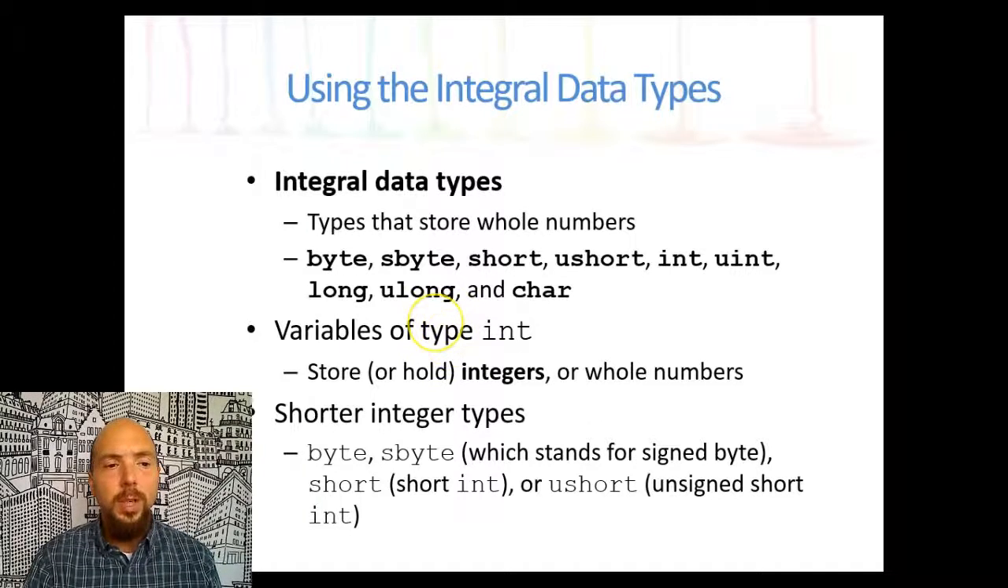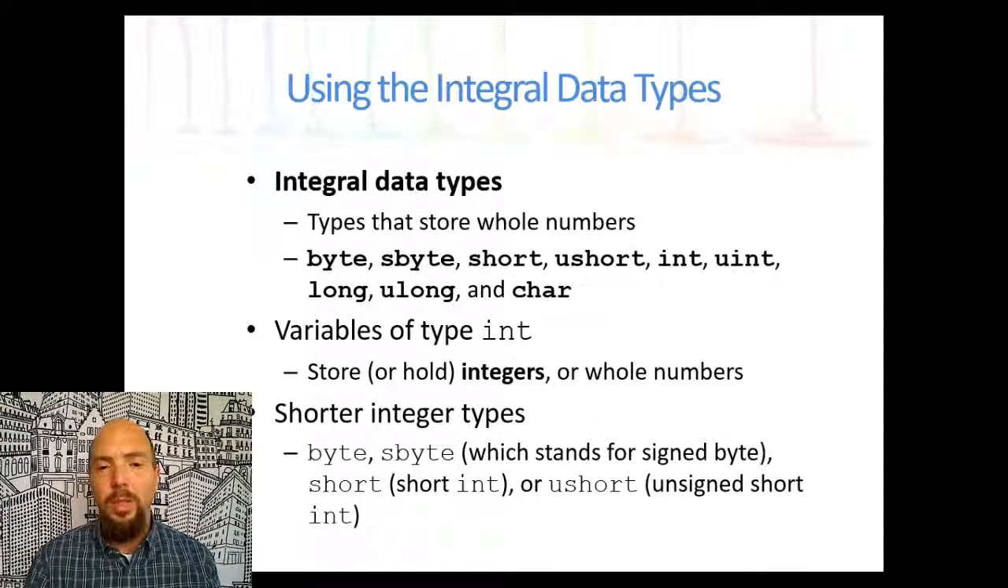Alright, so I have different types that will hold whole numbers. I have bytes, sbytes, shorts, ushort, int, and so forth. The one that you will typically see me using is going to be an int. The int holds a whole number. It's just simply a data type.